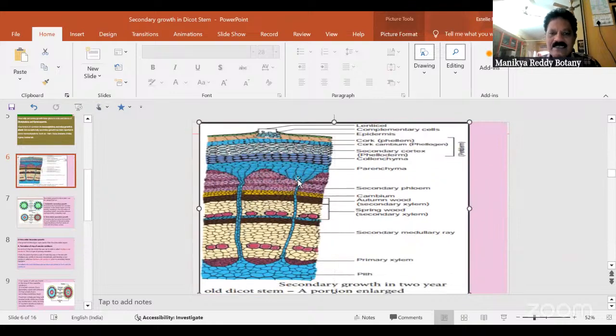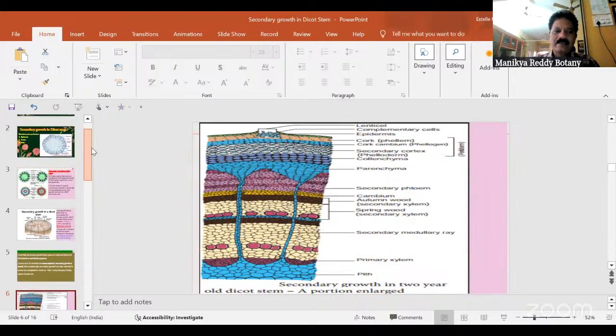That is secondary ray. This is xylem ray. This is phloem ray. This is phloem ray. This is xylem ray. Xylem ray and phloem ray together are known as secondary medullary ray. Let me sum up.